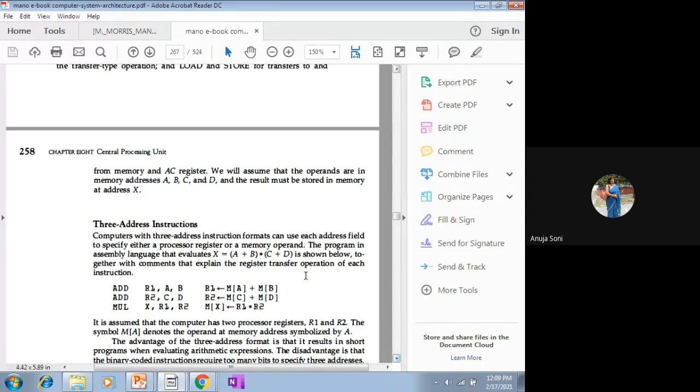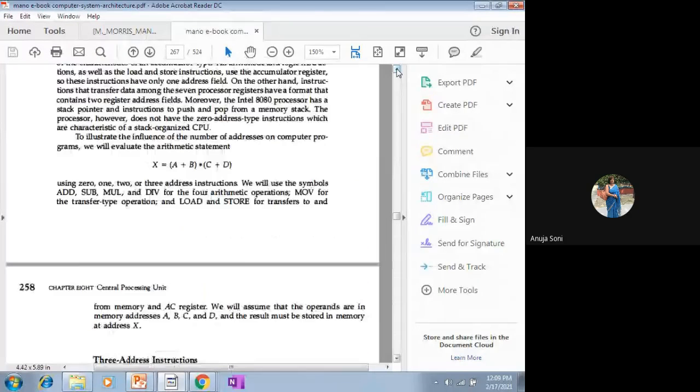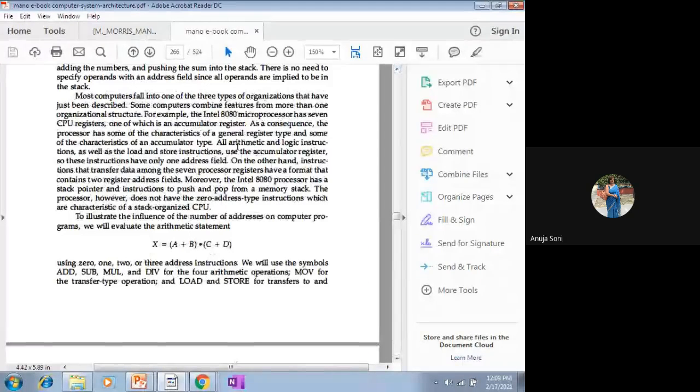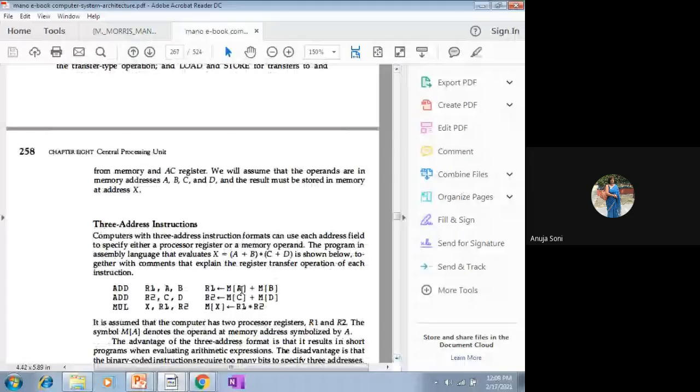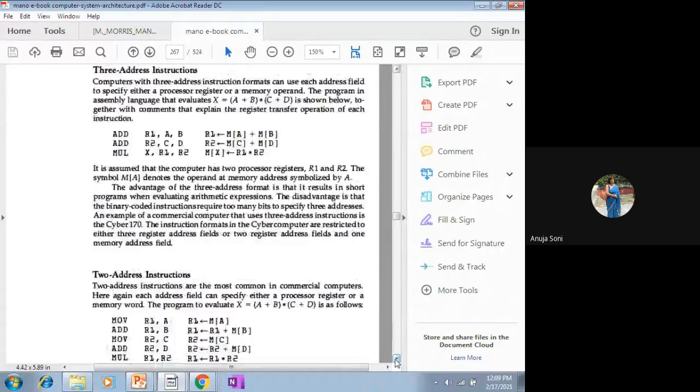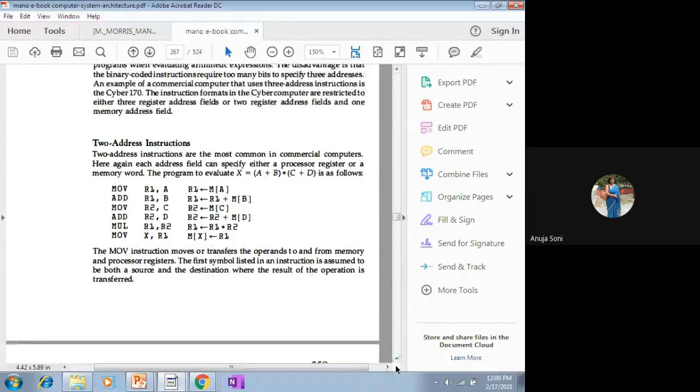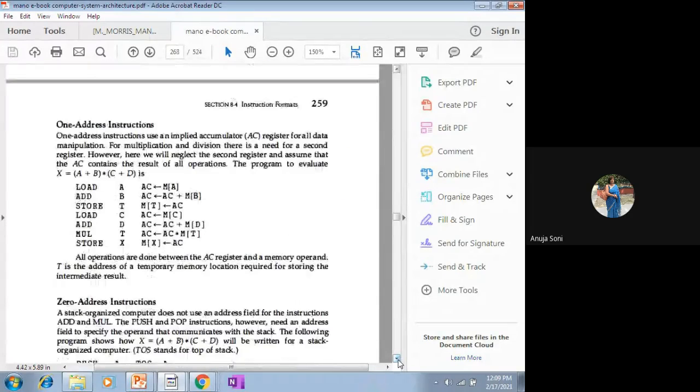Now you will be given this kind of a question like x equals a plus b into c plus d. This is a kind of expression, and you will be asked to write an assembly language program, like this expression is given in front of you, using three address instructions, like this is a program given in a similar manner, using two address instructions, using one address instruction, and using zero address instructions.